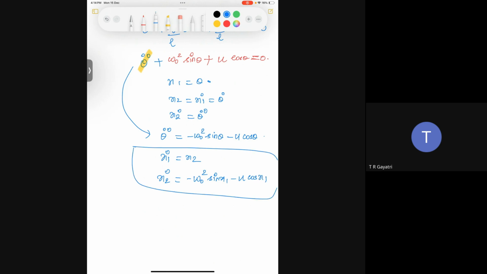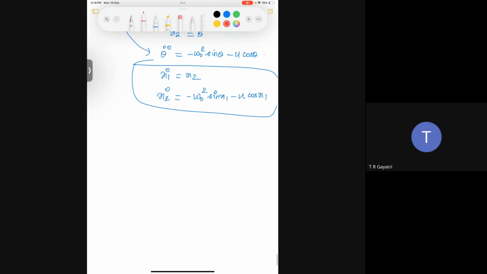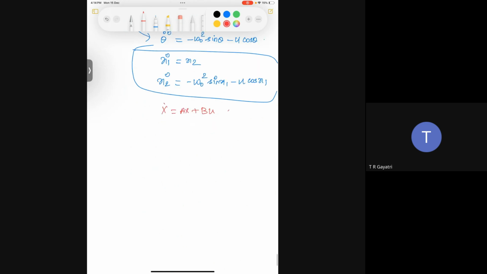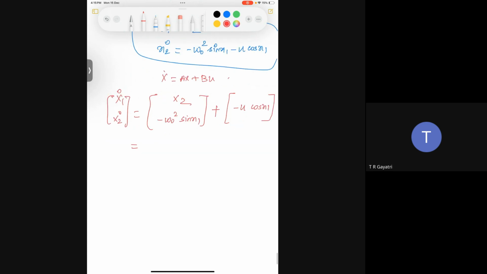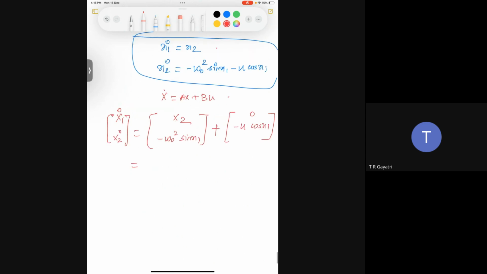So this is ultimately the state space representation of my system. What is the system? The cart pendulum system. I want to split this in the form x dot equal to Ax plus Bu. So x1 dot is x2, x2 dot is minus omega naught square sine x1 plus minus u cos x1, and x1 dot has 0 for the u term, because there is no u term there.